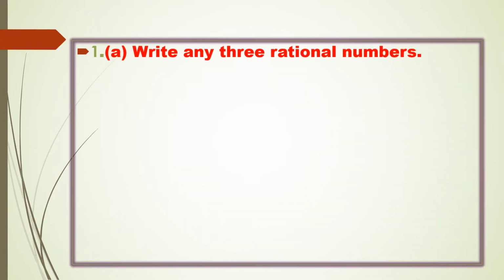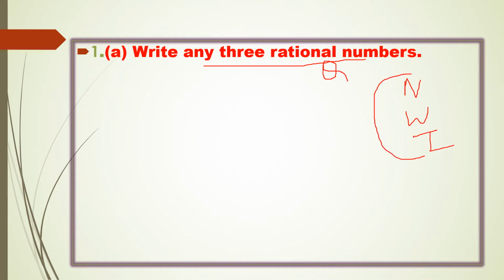So here is your first question. Write any three rational numbers. Rational numbers are indicated with the letter Q. We know that natural, whole, and integers also come under rational numbers, right? And P by Q form numbers are also rational numbers where Q is not equal to 0.